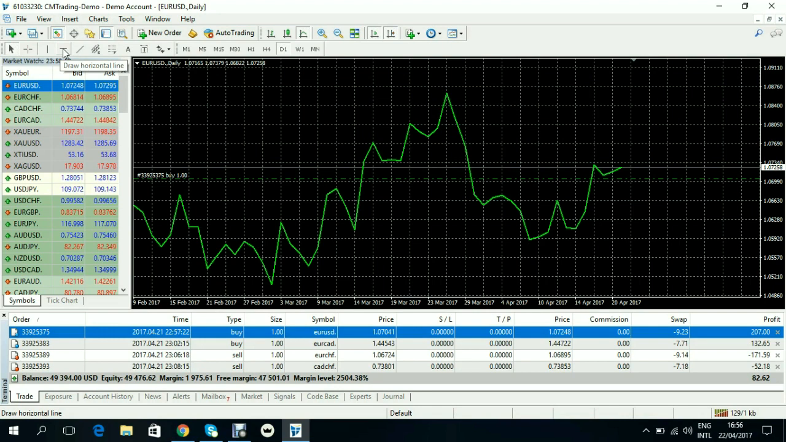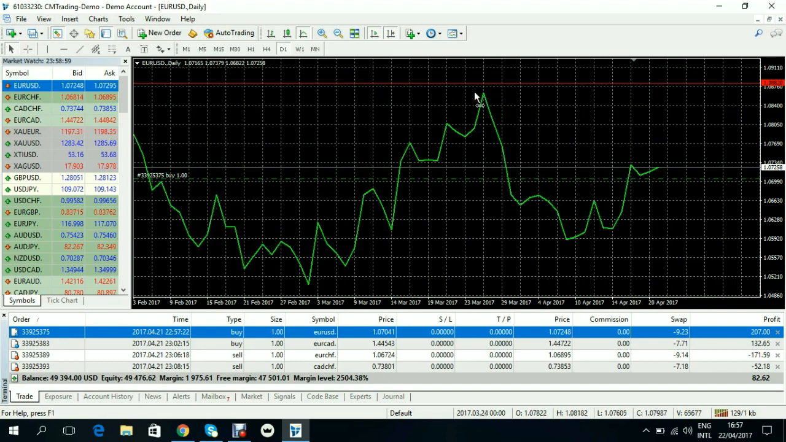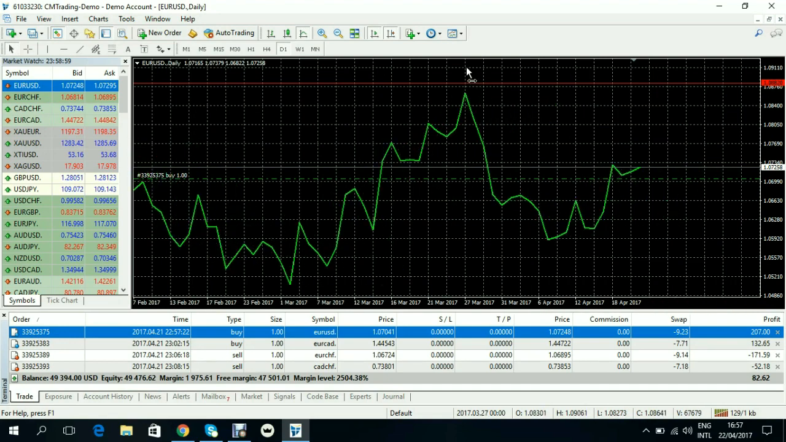This is the horizontal line. All you need to do is to click, and when you come to the chart, you drag it to the chart and you click again, and then it drops it. It's important to know how to manipulate this horizontal line. So right now, the way it is, we cannot move it. You see, it is not movable.